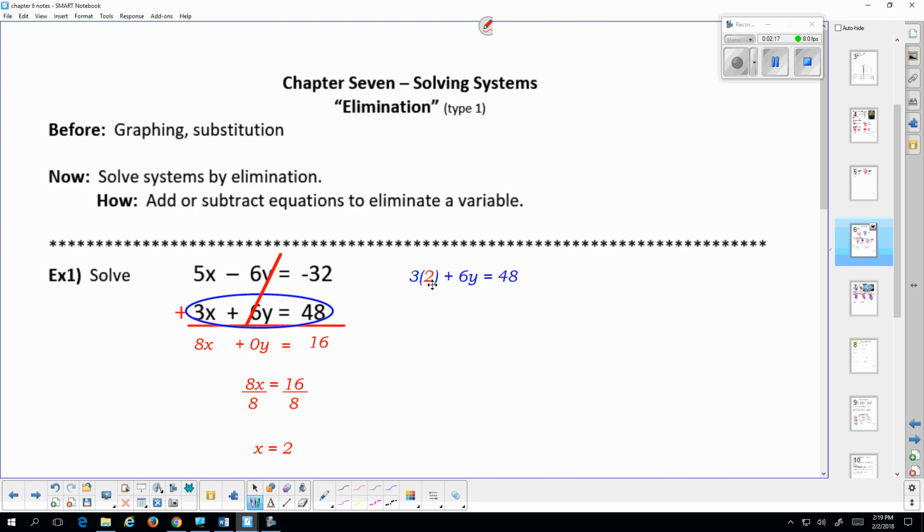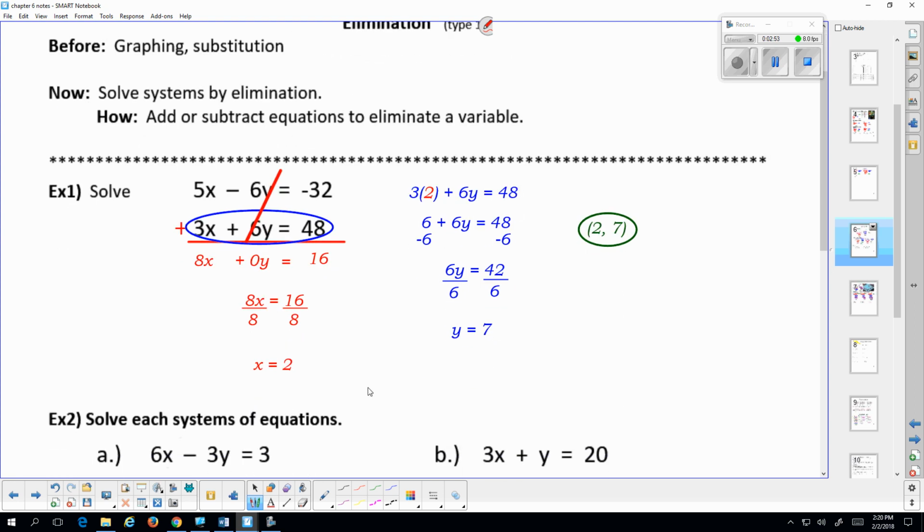So I have 3 times 2 plus 6y equals 48. Now let's do 3 times 2. That gives me 6. Now what am I going to do? Subtract 6 on both sides. That gives me 6y equals 42. And now what do I do? Divide both sides by 6. So my y is 7. So my final answer, I do x and then I do y. So it's 2 comma 7. And that's solving using elimination.